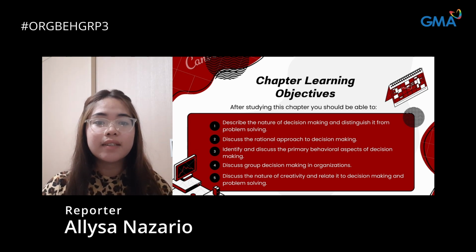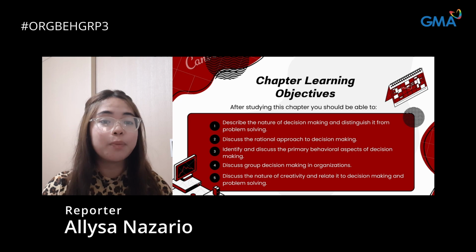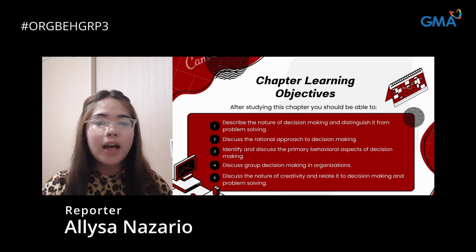Second, discuss the rational approach to decision making. Third, identify and discuss the primary behavioral aspects of decision making. Fourth, discuss group decision-making in organizations. And fifth, discuss the nature of creativity and related to decision-making and problem-solving.